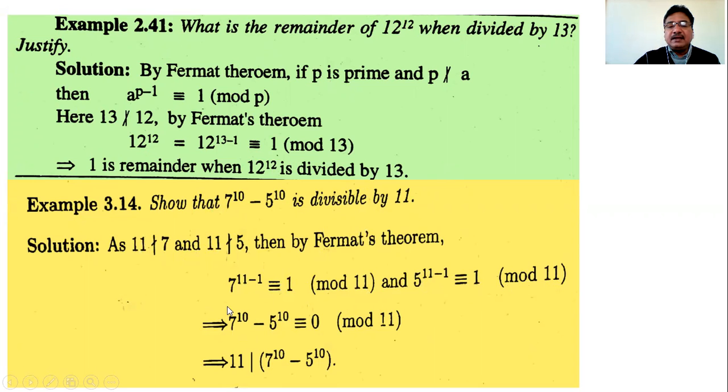Then taking the subtraction: if a is congruent to b modulo n and c is congruent to d modulo n, then a minus c is congruent to b minus d modulo n. So 1 minus 1, that is 0, modulo 11, and therefore 0 is the remainder; this number is divisible by 11.